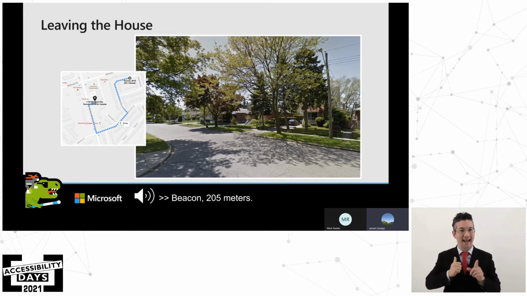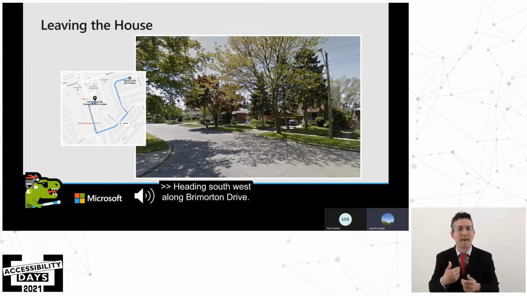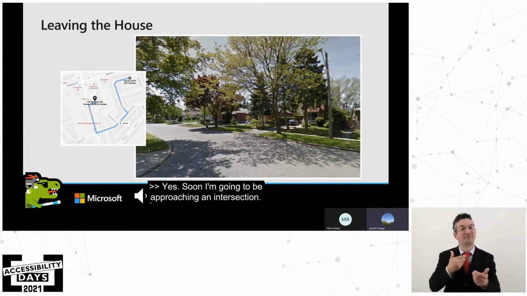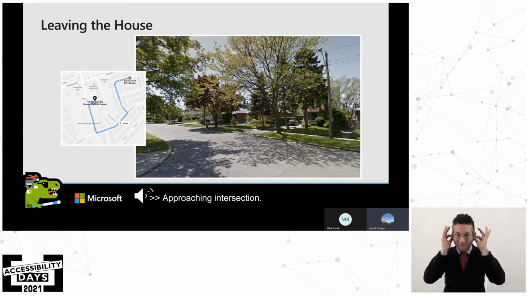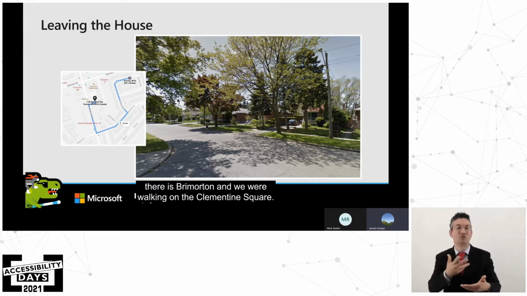Beacon, 205 meters. Hey friends, now we are outside. Very nice outside today. Heading southwest along Brimorton Drive. Intersection with Peace Drive, 35 meters ahead. We are soon going to be approaching an intersection. Approaching intersection. Peace Drive goes left. Peace Drive goes right. So in front of us there is Brimorton, and we were walking on the Clementon Square.